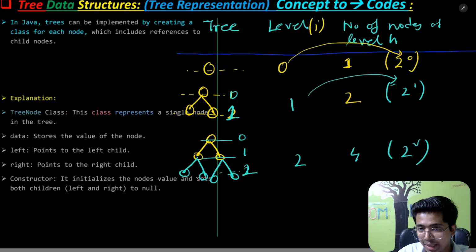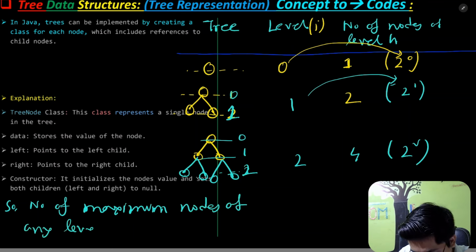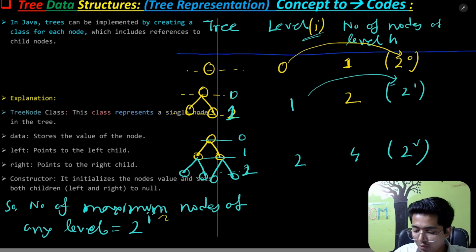That means the number of maximum nodes at any level is equal to 2 to the power I, because every time this ith value comes here, 2 to the power 0, 2 to the power 1, 2 to the power 2. So for any value of I, that will be 2 to the power I. So this is the maximum number of nodes.